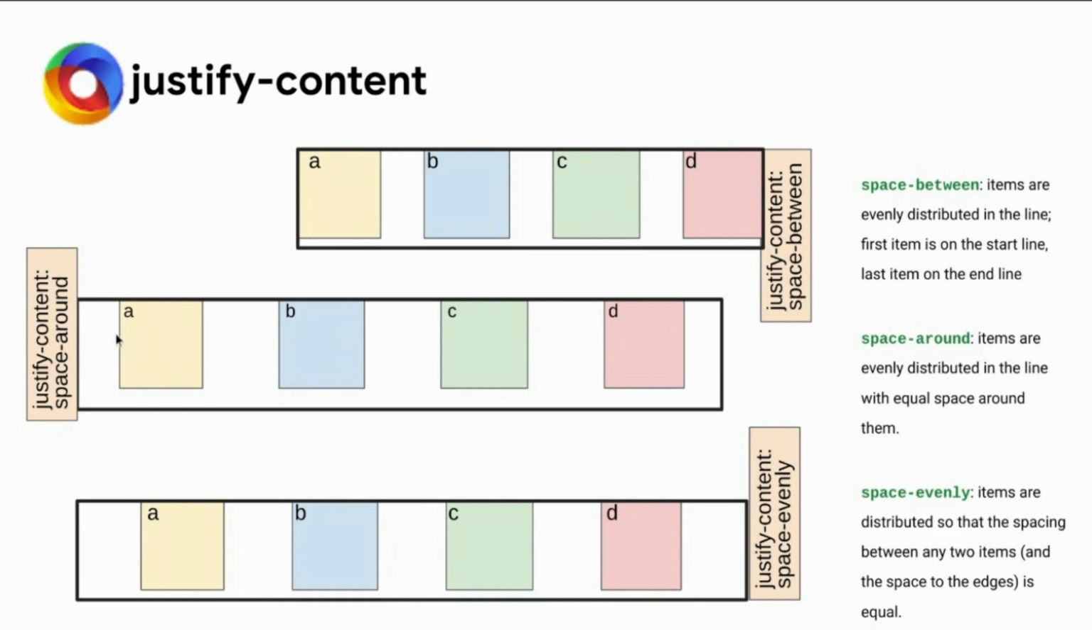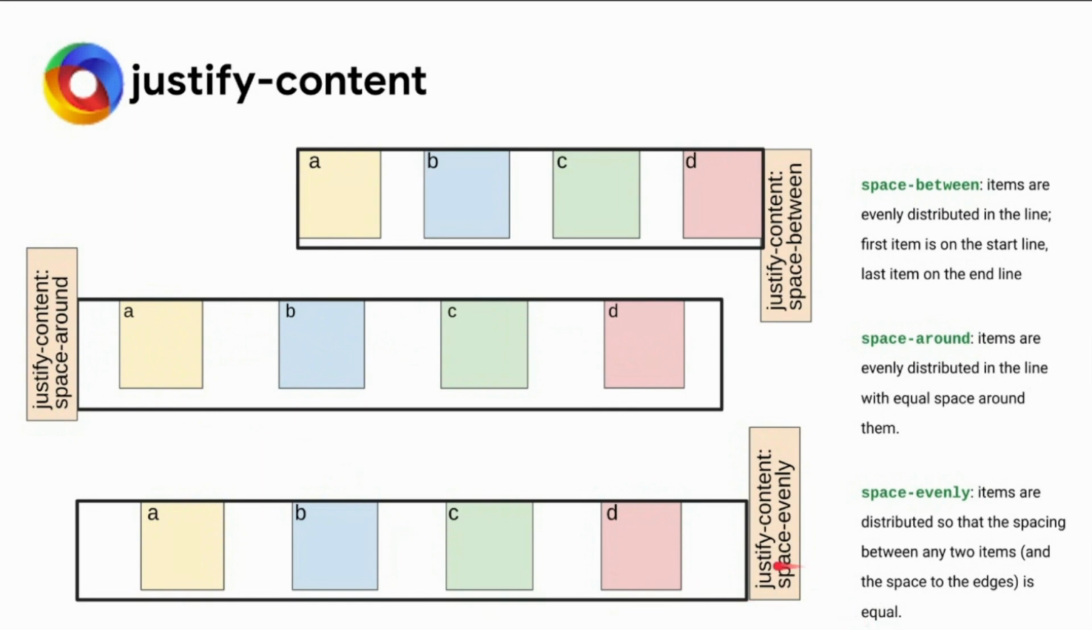So here we have A. Suppose here it will put 10 pixels, and here it will again put 10 pixels of space till here. Then in B again it will put 10 pixels of space here and 10 pixels here. So if you see, the space at the edge would be half the size of the space in between. Here it is 10 pixels, so in between it would be 20 pixels, then 20 pixels, then again 10 pixels. Space around works in that way.